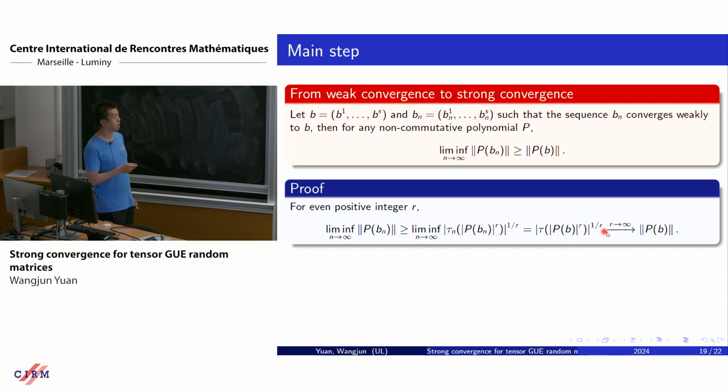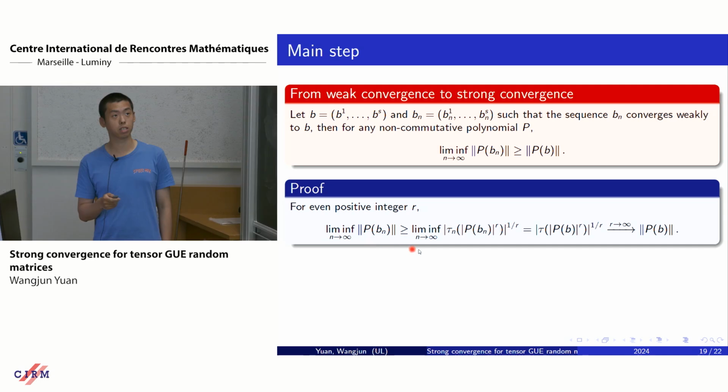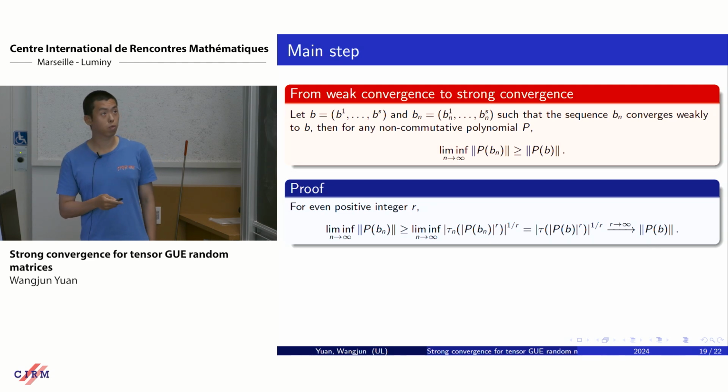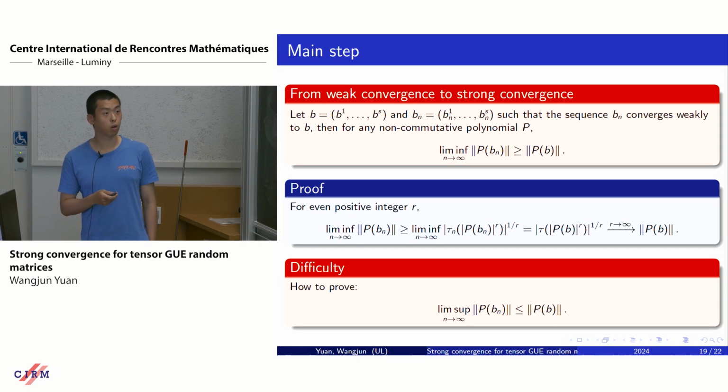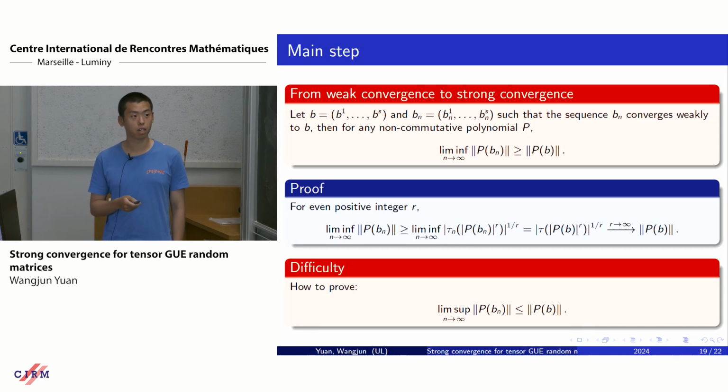And the last step is to set R tends to infinity, since the left hand side does not involve the parameter R. So when we set R tends to infinity, the left hand side remains the same, while the right hand side here, this object, actually converges to the norm of PB. So actually, from weak convergence to strong convergence, what is really difficult is to establish the upper bound, that is, the limit slope of the norm of PBN is more or equal to the norm of PB.